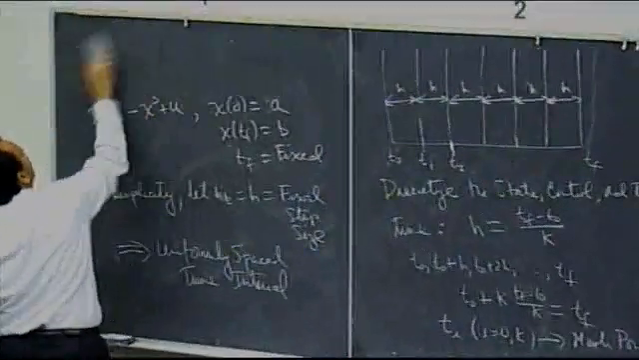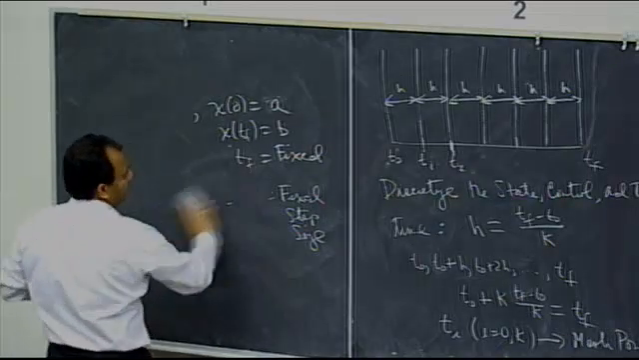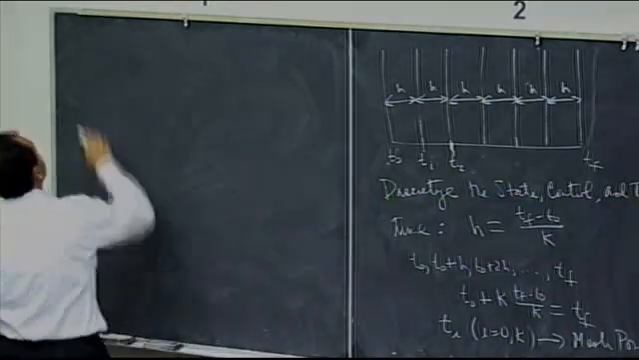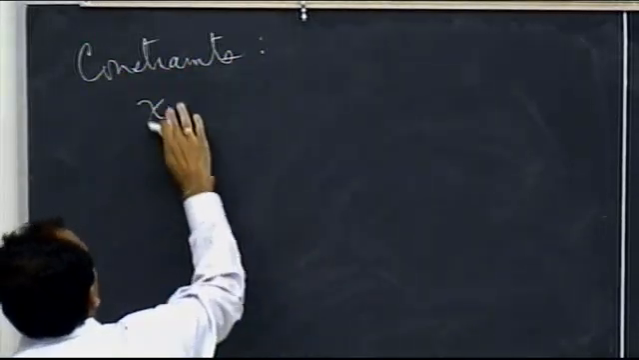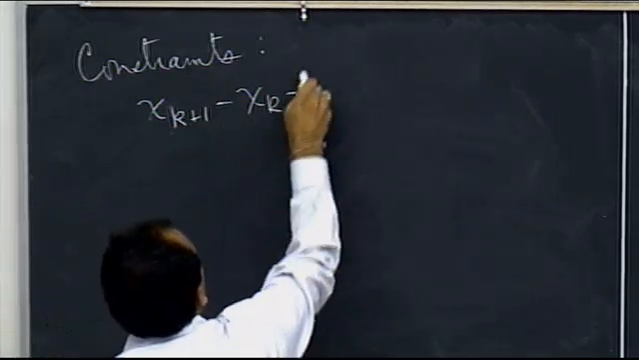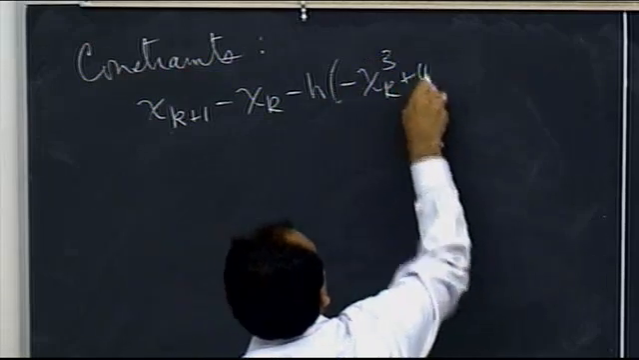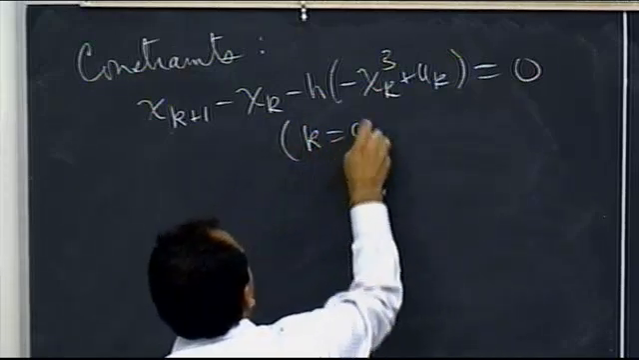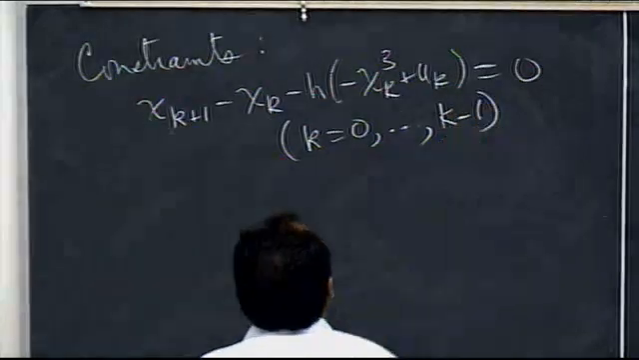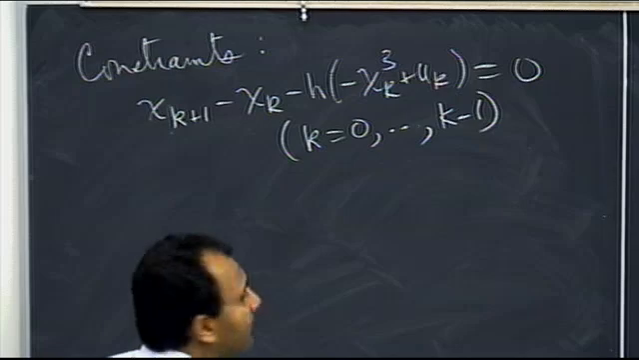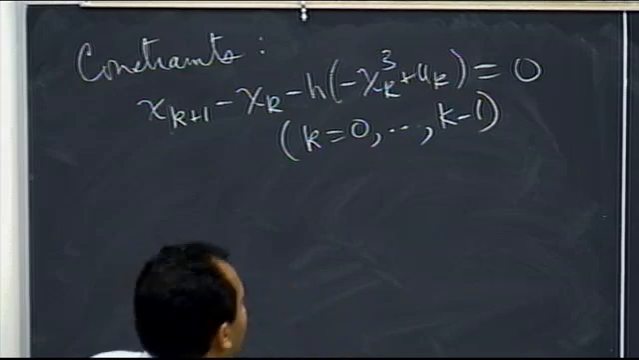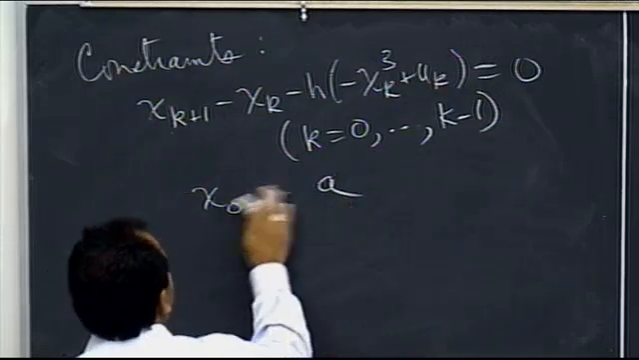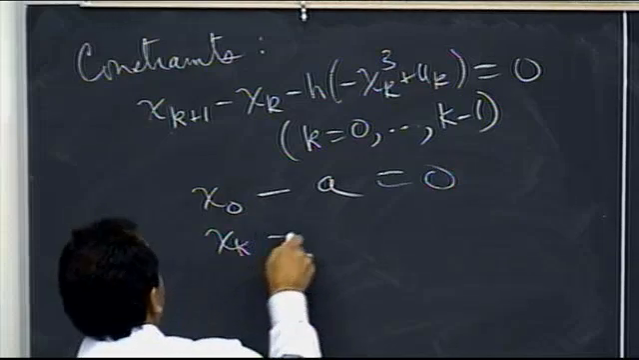Now, what are the constraints? Now I have constraints, right? Because I've created all these constraints. So the constraints are the following. I've got x k plus 1 minus xk minus h times minus xk cubed plus uk equals 0. And that goes, k goes from 0 up to k minus 1. Do I have anything else? Those are the only constraints I have? I've got the boundary conditions too, right? I've got x0 equals a, or x0 minus a equals 0, and xk minus b is equal to 0.